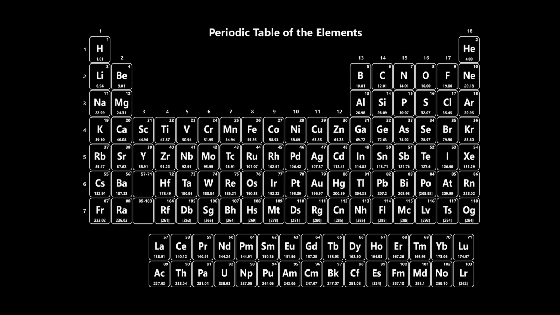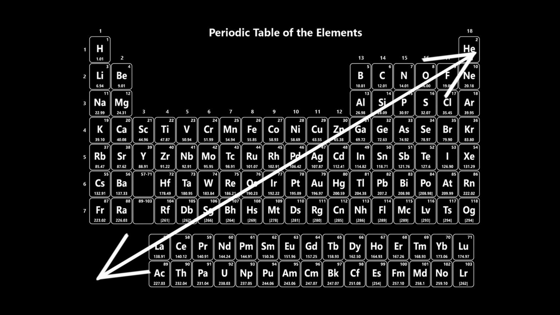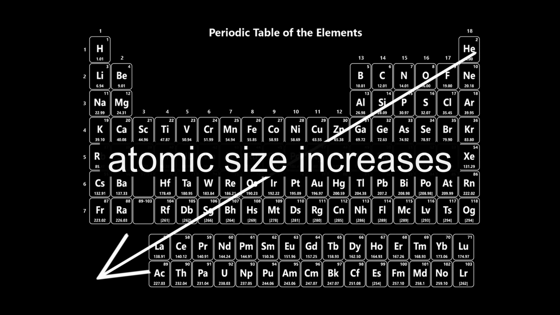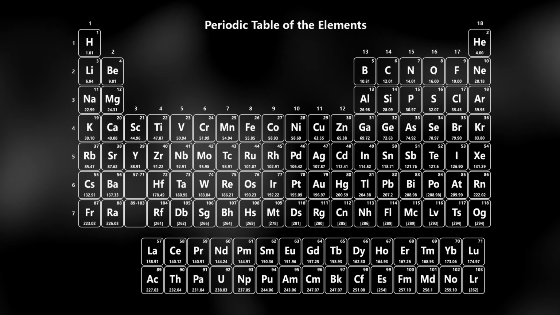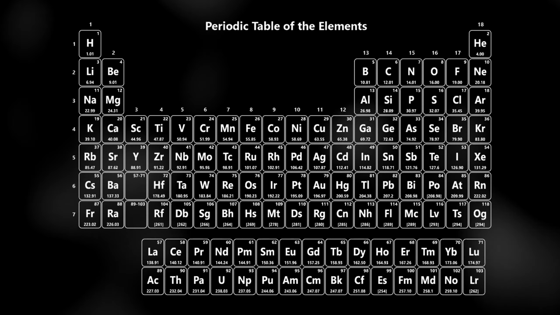The final general thing to note would be this imaginary arrow present on the table. In this direction, atomic size increases, and in this direction, the electronegativity increases. This has been a very general surface-level explanation of the periodic table. There is indeed more to know about the table.